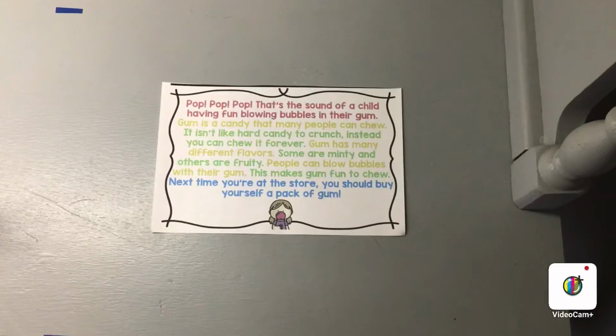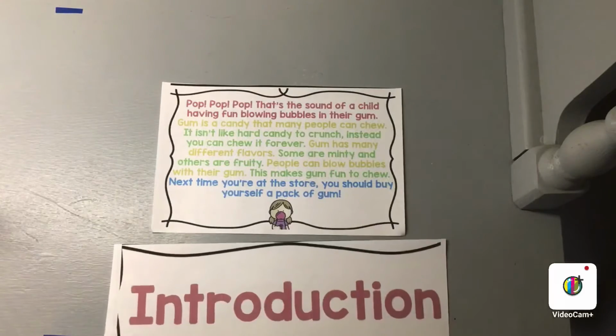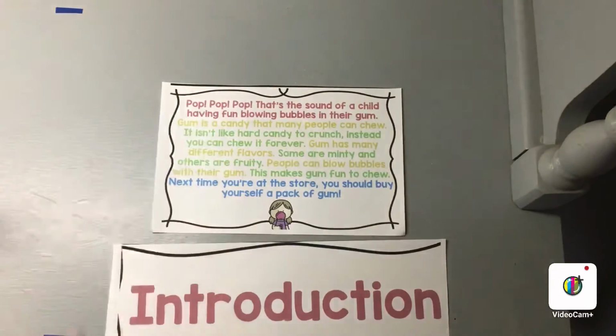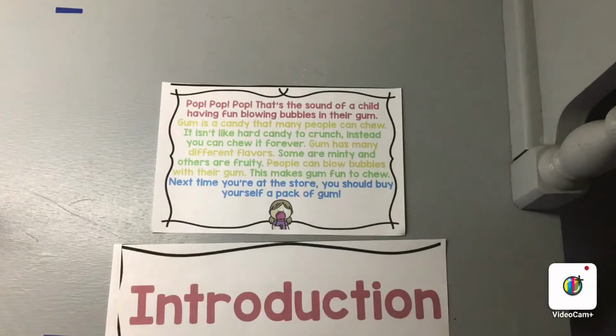It begins by saying pop, pop, pop. That's the sound of a child having fun blowing bubbles in their gum. So that's a good introduction. It's got those words that sound like what they're spelled like. So pop, pop, pop. That gets somebody's attention. And then it goes into talking about the children having fun blowing bubbles with their gum.